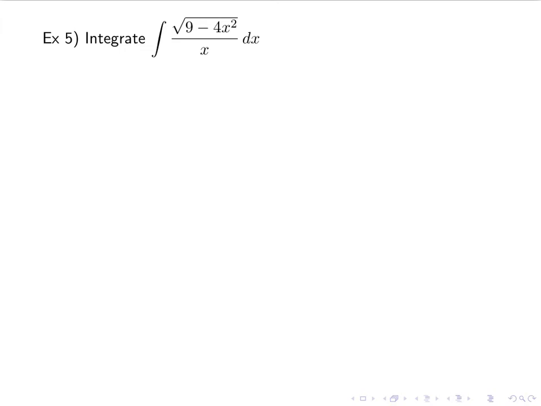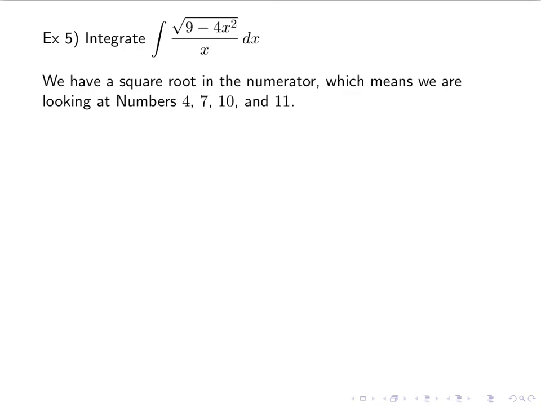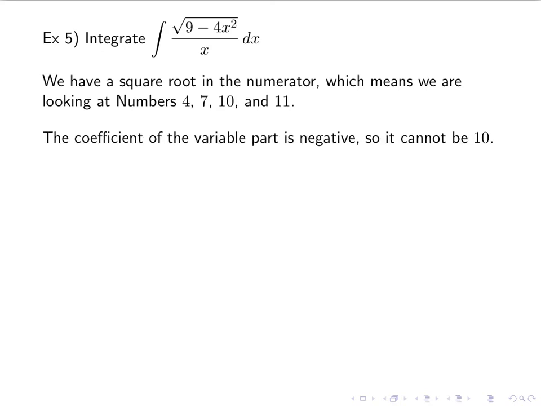So integrate the square root of 9 minus 4x squared over x dx. So again, we want to notice that we have a square root in the numerator. So before we had it in the denominator, now it's in the numerator. So that gives us the options of 4, 7, 10, and 11. Notice that 10, however, has a positive variable part, and our variable part is negative, so it can't be 10.